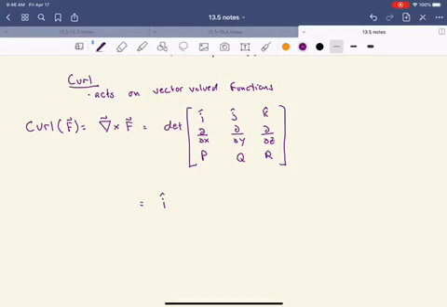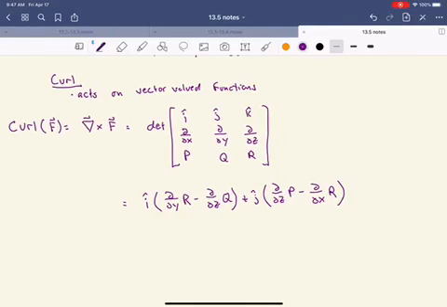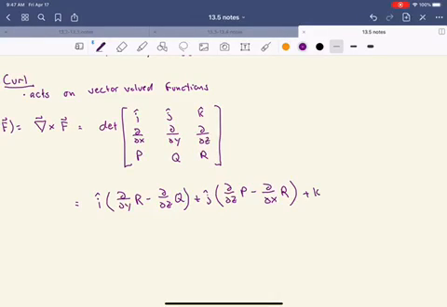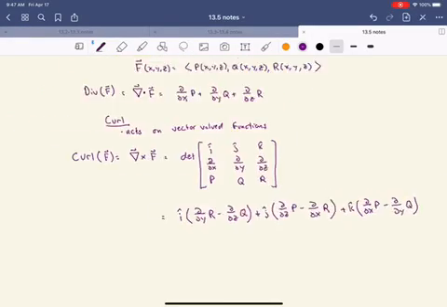So the i coordinate is going to be partial with respect to y of r minus partial with respect to z of q. The j component is going to be partial with respect to z of p minus partial with respect to x of r. And then the k component is going to be partial with respect to x of q minus partial with respect to y of p. Okay, so that's the curl.